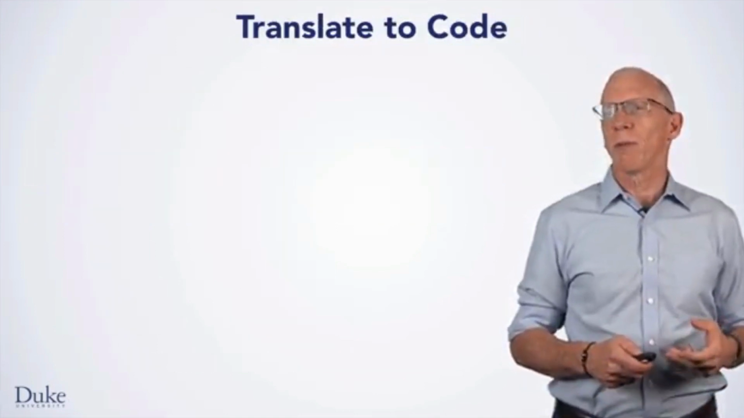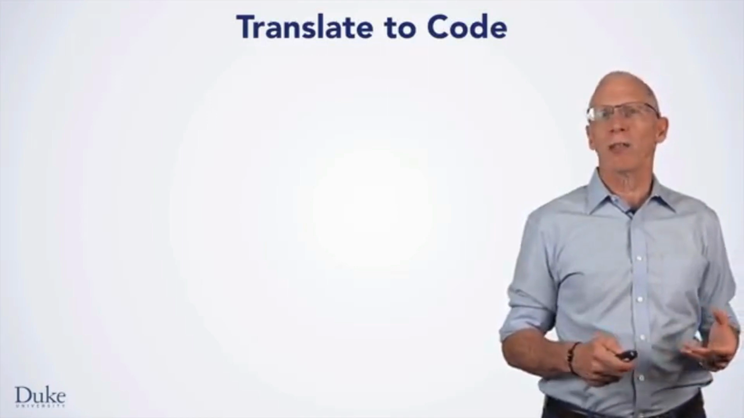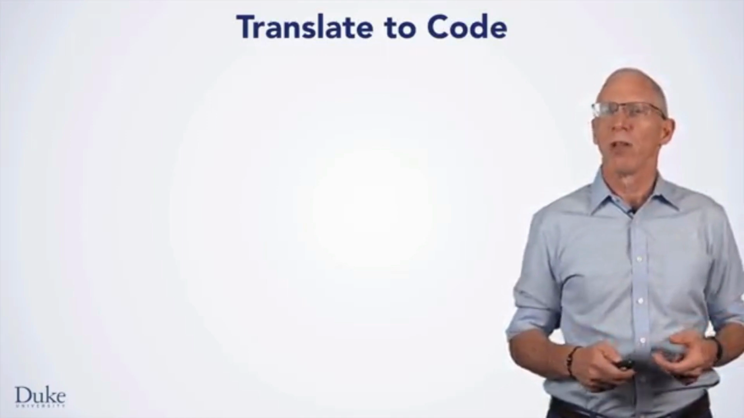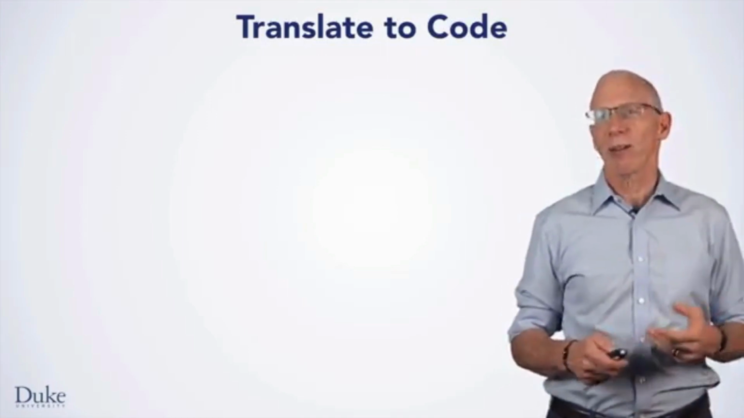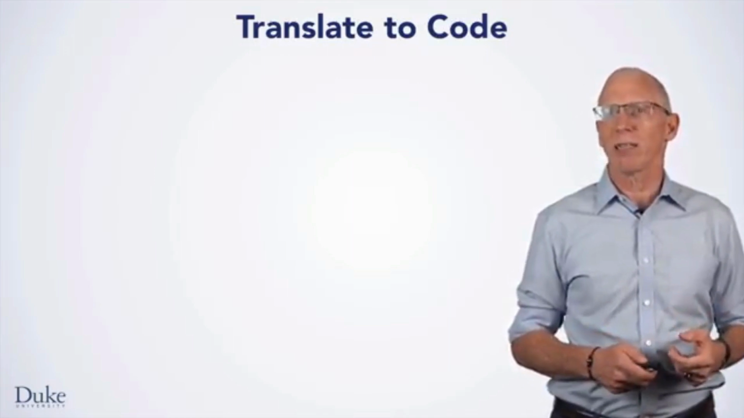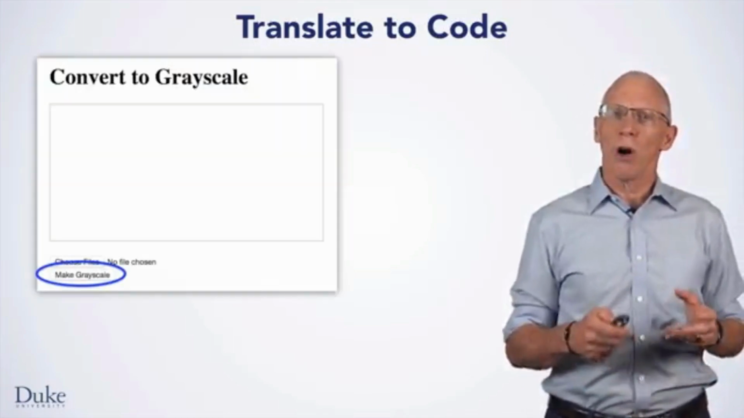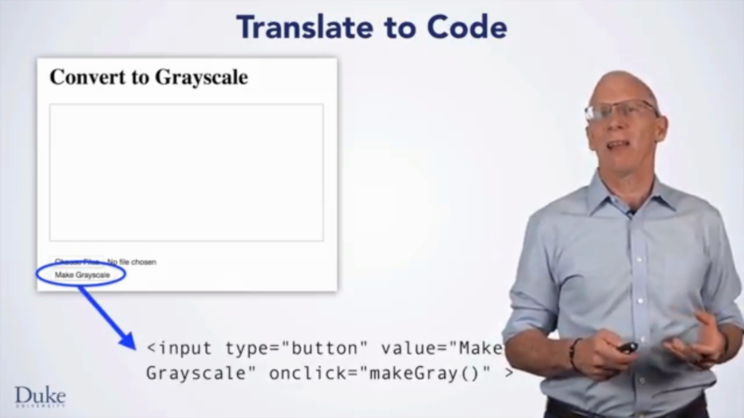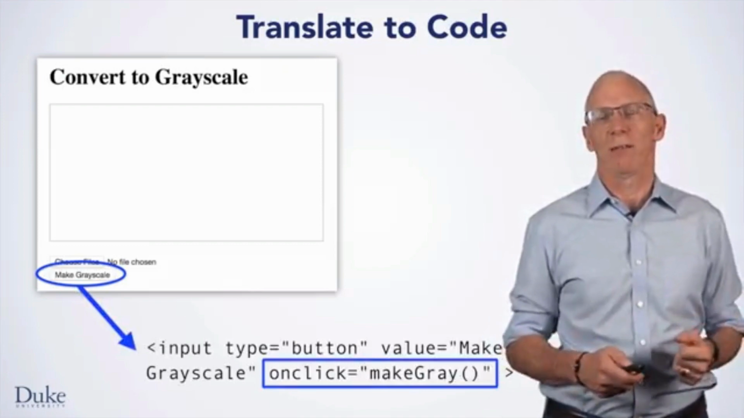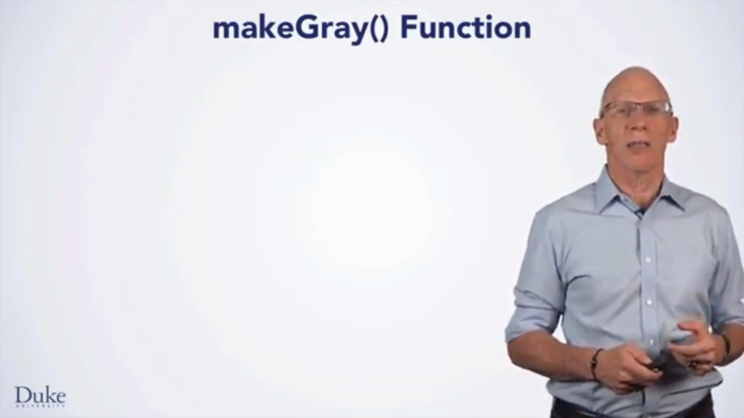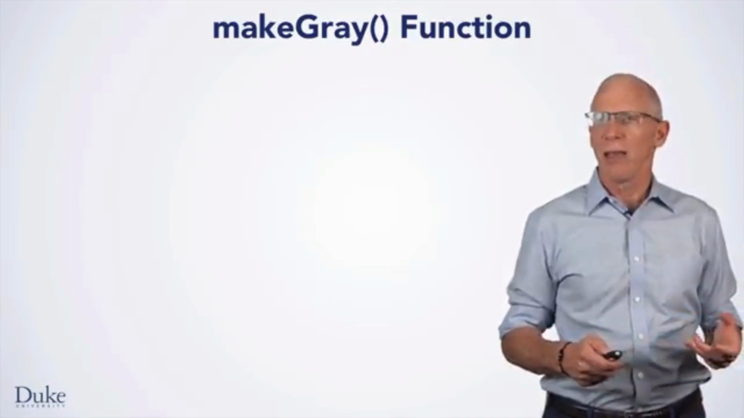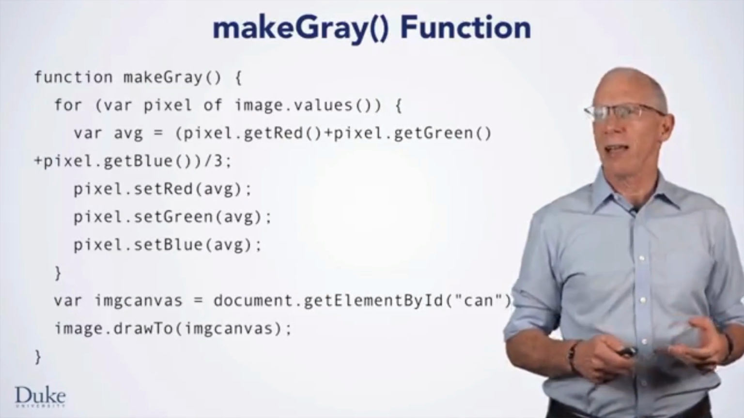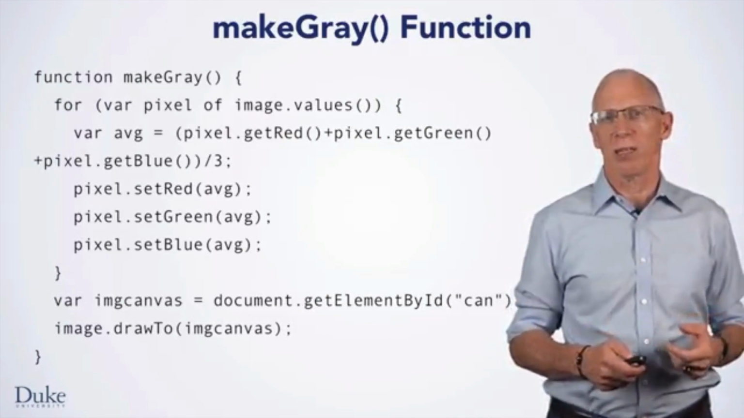Using the Duke Learn to Program environment, you wrote code to process all pixels in an image to change their color. We'll use that same idea of looping over pixels to create a grayscale version of an image in our interactive web page. Let's look at translating this algorithm into code. Recall that we're adding a button, makeGrayscale, whose onClick event handler is the function makeGray. Let's look closely at this function makeGray. Here's the JavaScript source code for the makeGray function. We'll look at each line and see how the code works to convert an image to grayscale.